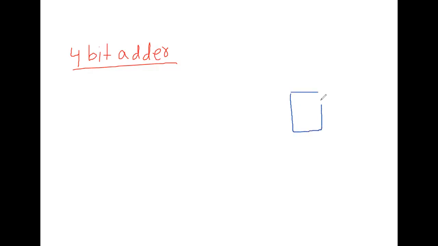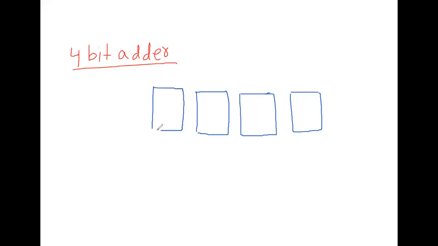This is the block diagram. We are drawing the block diagram, right? You can draw the logic diagram also. I'll tell you how to draw. So these are the 4 blocks. They are the full adders, FA for short. This is full adder 1, this is full adder 2, this is full adder 3, this is full adder 4. We have already discussed what a full adder is.